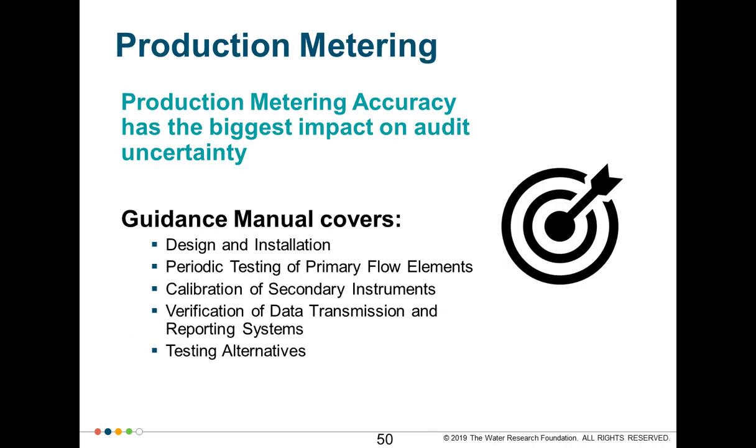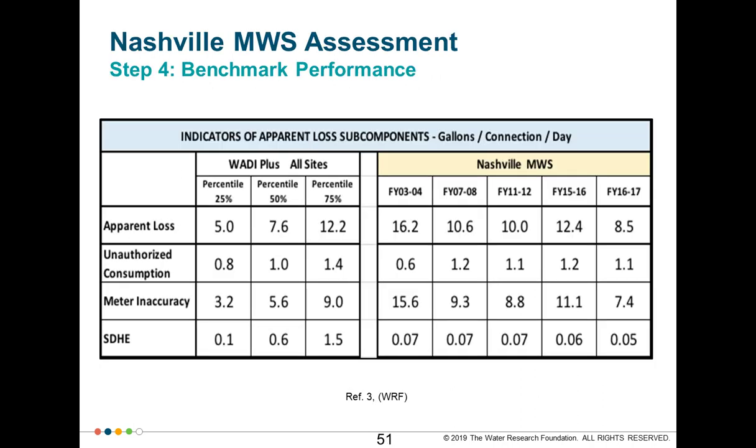The key element to reducing uncertainty, and Gary mentioned this, is improving your production metering, or if it's imported water, the master metering of that. Error cascades down from that initial confidence band. So the message is, get on that one. And the manual has material which is quite consistent with the M36 on methods for doing that.